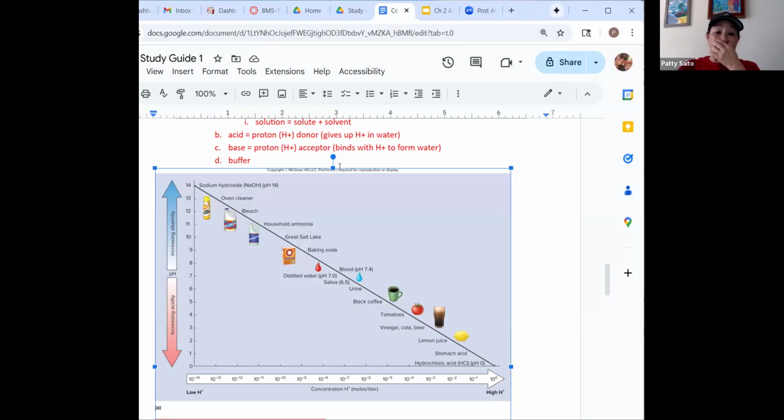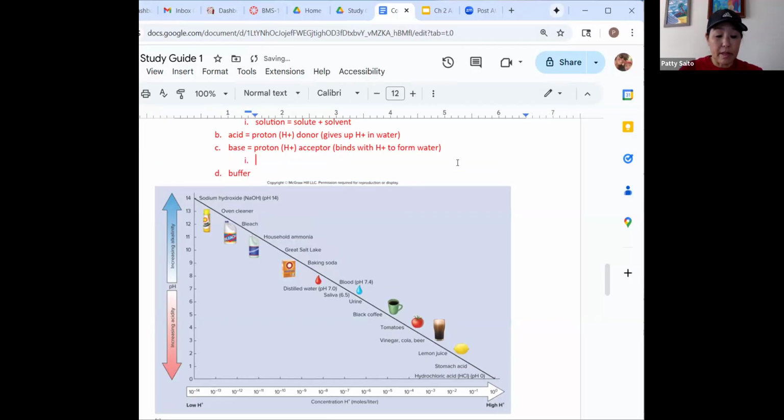So hydroxide is negative. And so H2O is made up of a hydrogen ion plus a hydroxide ion, which is negatively charged. So you put those together and it's neutral. You don't get an overall charge, but it's equal amounts of hydrogen ions and hydroxide, so it is neutral. It's 7.